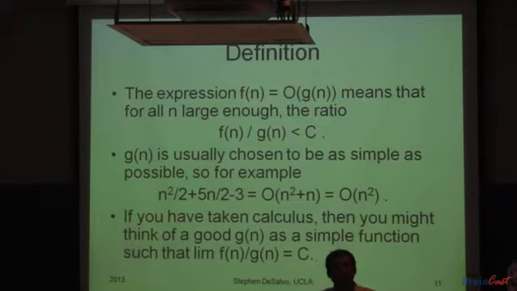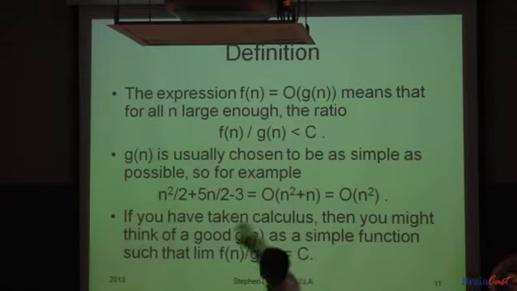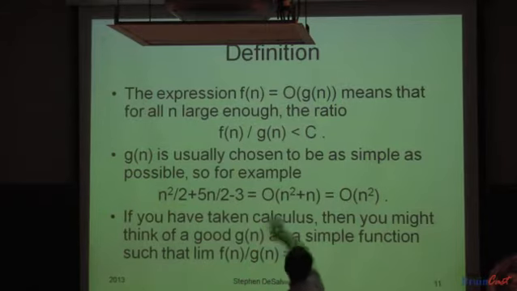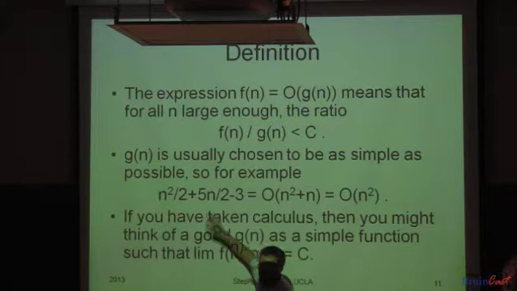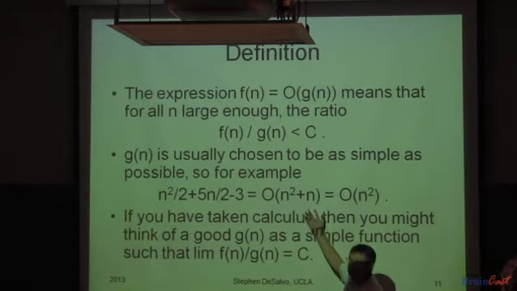Really, you're just dropping off the lower terms. For example, here, we can drop off the 3. And we can get rid of all the constants. So we have an n squared and we have an n. That's fine. This is big O of n squared plus n. That's a perfectly legitimate way to write this.